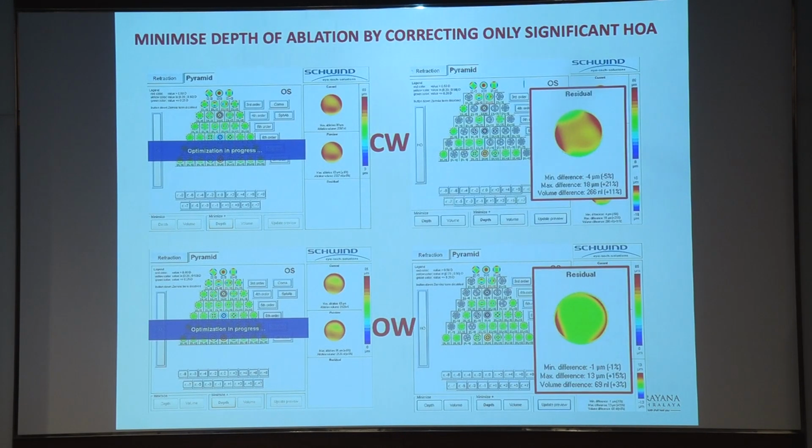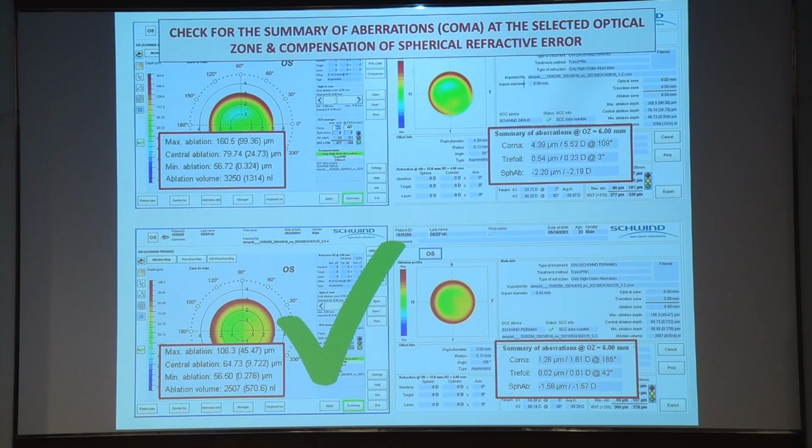Then you go back to irregular. Go back. No, the other one. The second one? Yeah.